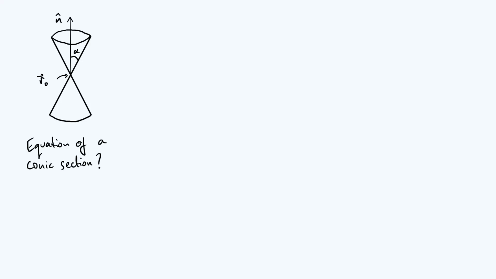Hello everyone, in this video we are going to derive the equation of a general conic section by starting from the equation of a cone, the vector equation of a cone, and then finding the intersection of that cone with the xy plane. So we're literally just taking a cone and taking a slice out of it, which is of course why conic sections are called conic sections.